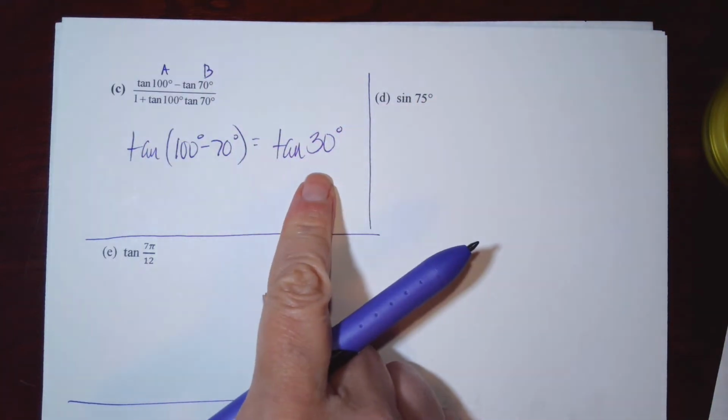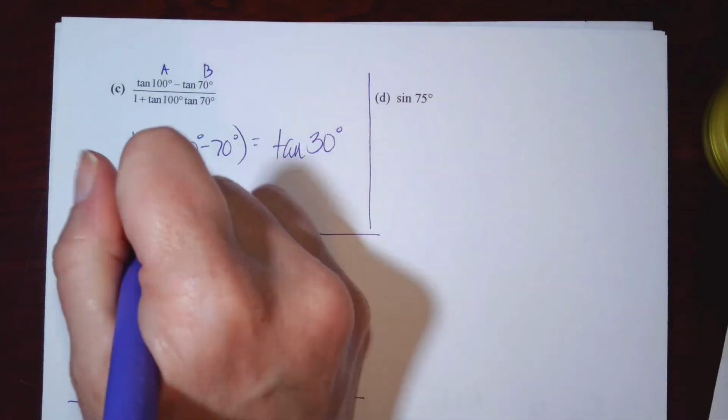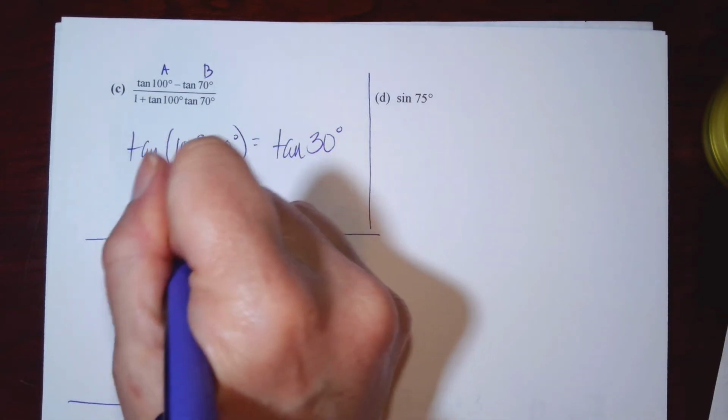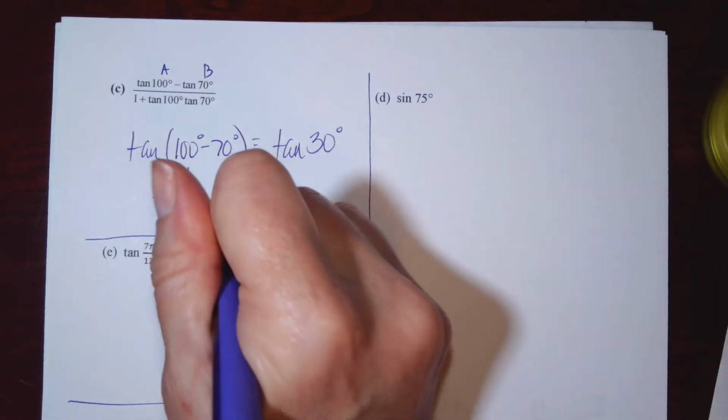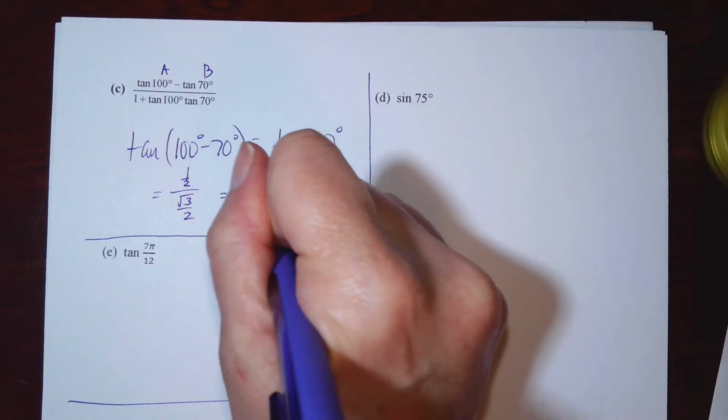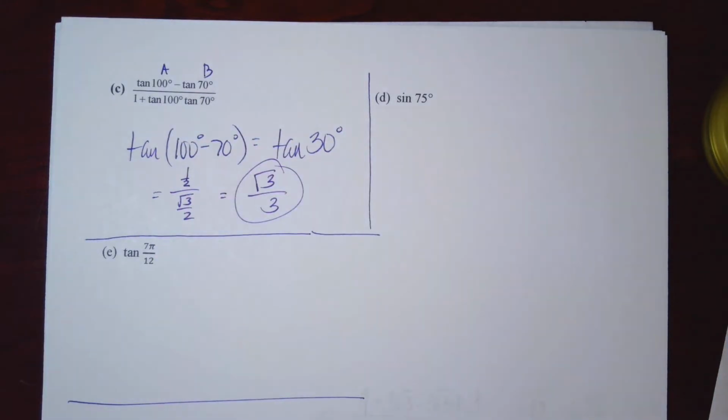Now, 30 degrees is a special angle, so I can use my unit circle and figure out, okay, tangent, sine over cosine, 30 degrees is in quadrant 1, so they're both positive. So we end up with a positive square root 3 over 3 as our tangent function value.